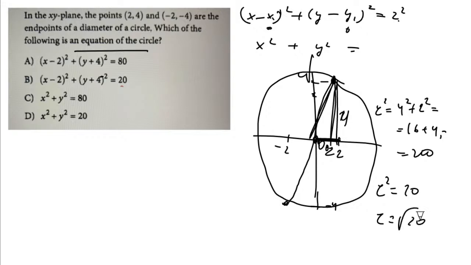What is the function here? It says r squared, so it equals 20. So I just wrote the function. So the answer is D.